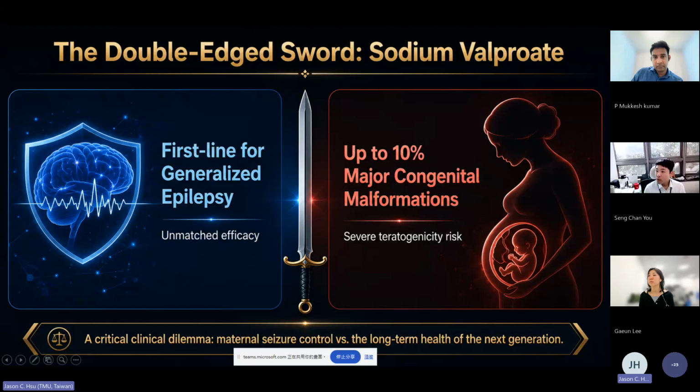teratogenicity in pregnant women. Exposure in utero during pregnancy is associated with up to a 10% risk of major congenital malformation in the offspring. And this presents a painful clinical dilemma. How do we balance the mother's critical need for seizure control against the long-term devastating health risks to the next generation?